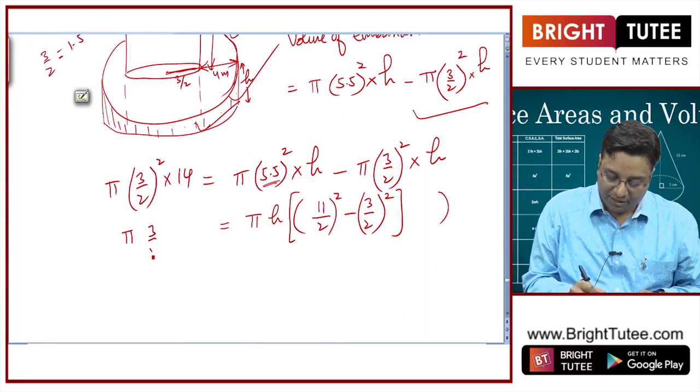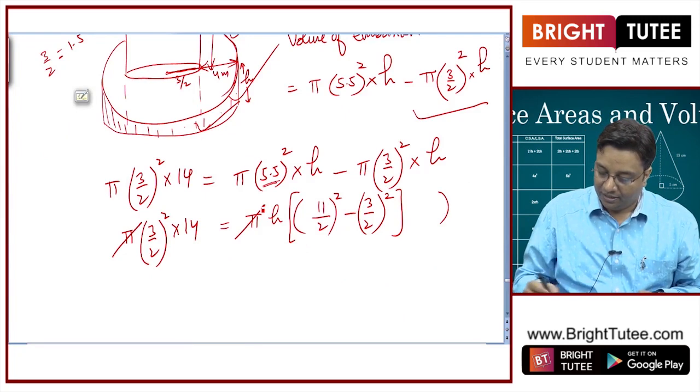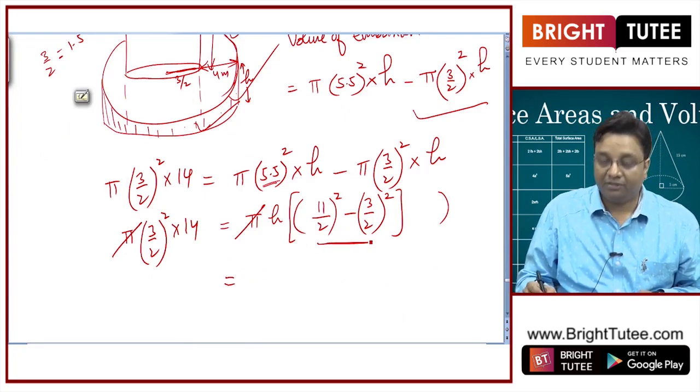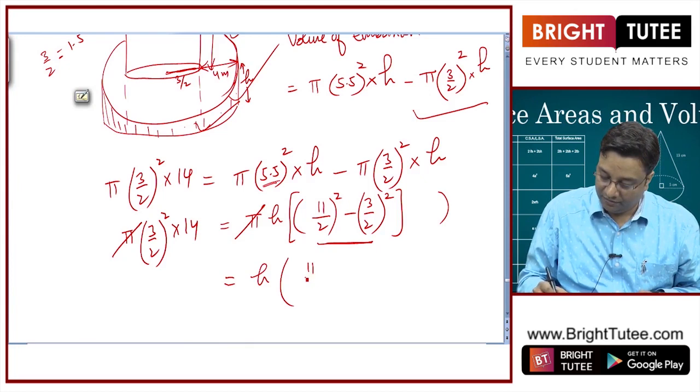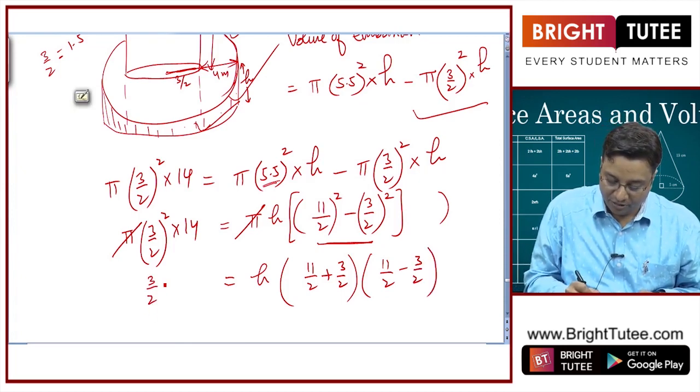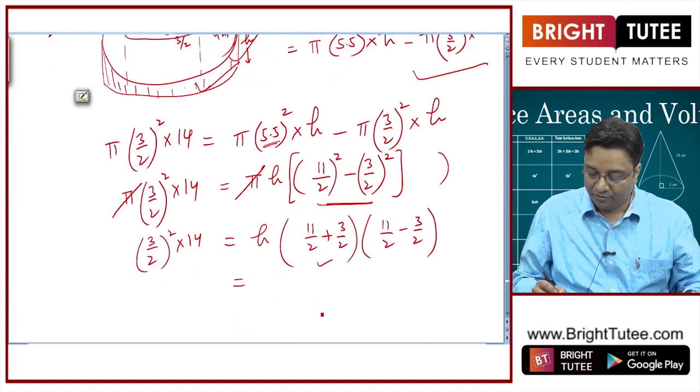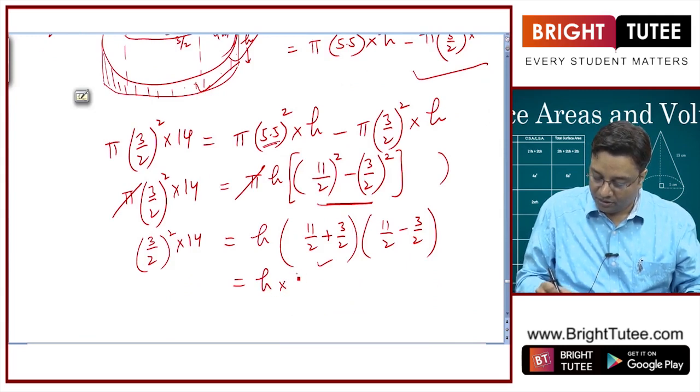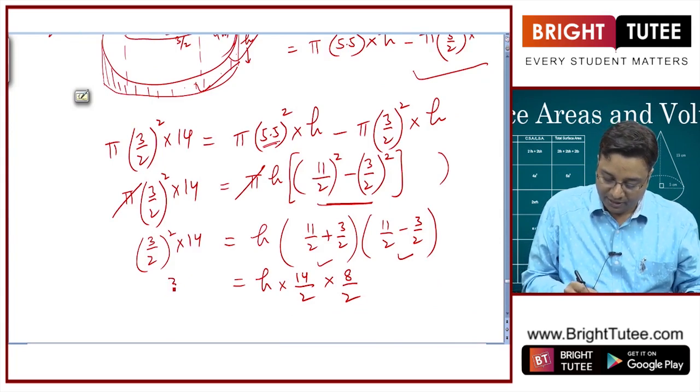So pi 3 by 2 square into 14, pi can be cancelled here, right? Now this is a square minus b square type, so h into 11 by 2 plus 3 by 2 into 11 by 2 minus 3 by 2. And here on the left hand side I have got 3 by 2 square into 14. So this here can be written as 14 by 2. So h into 14 by 2, and here this can be written as 8 by 2, and it is equal to 3 by 2 square into 14.